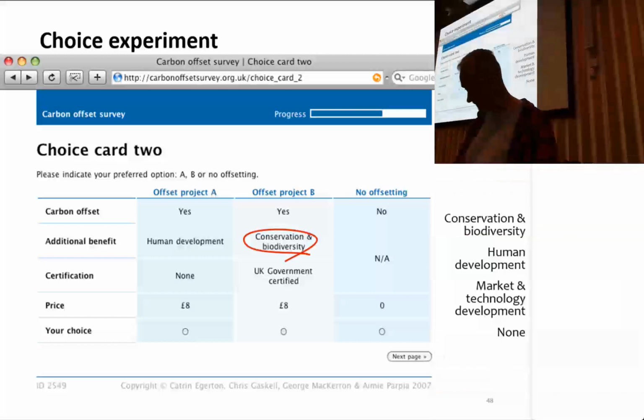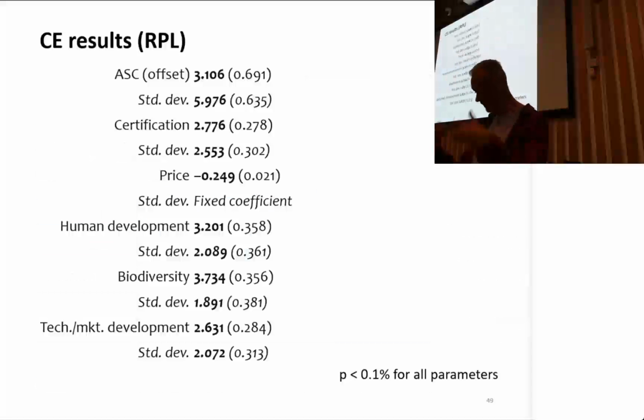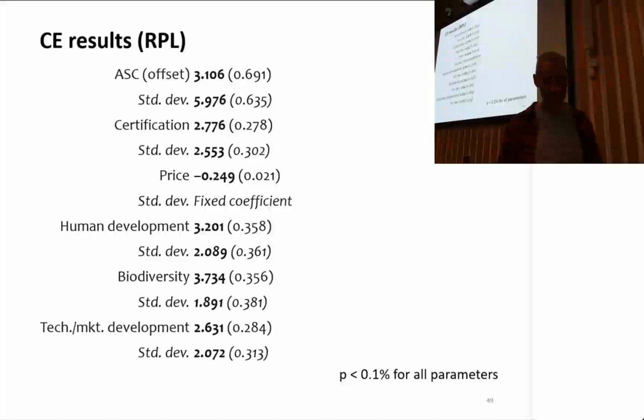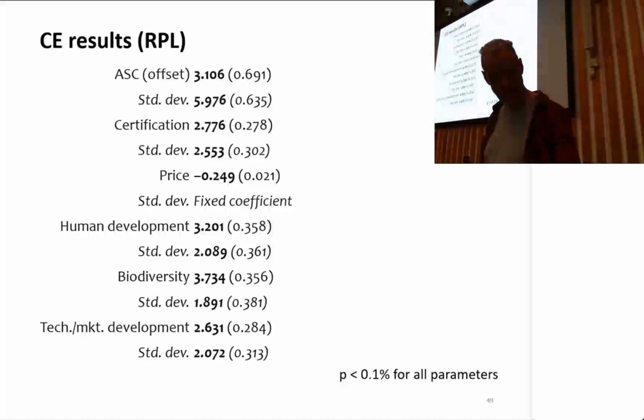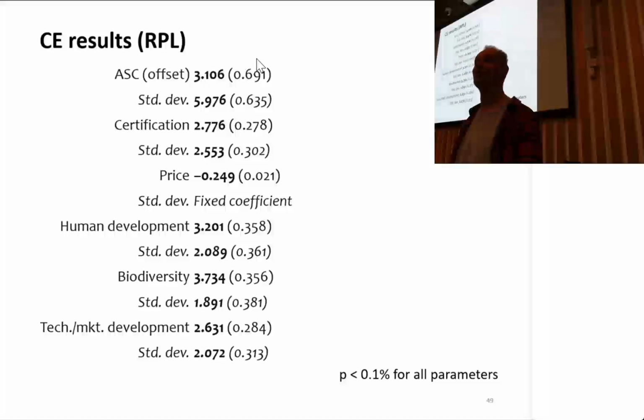So that is the way it was designed, and then people were asked, I believe, five of these, and then you can fit, in this case, a mixed logit model, as you can see from the output. And you won't recognize the mixed logit when it bites you, right?